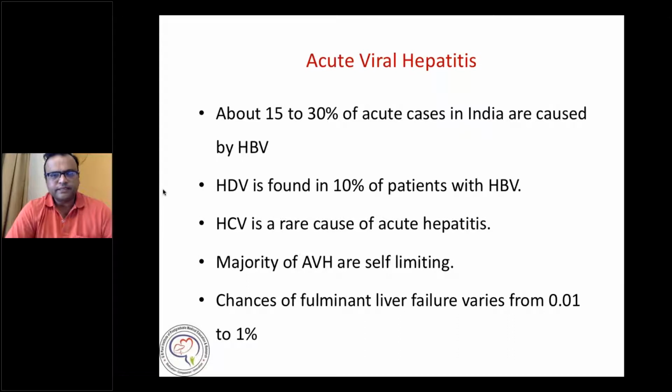As far as hepatitis C is concerned, it rarely causes the acute picture, but whenever it causes acute hepatitis, it usually leads to chronic hepatitis. Most acute viral hepatitis is self-limiting, and the most direct complication of acute viral hepatitis is basically fulminant liver failure or acute liver failure, and it ranges from 0.01 to 1%.